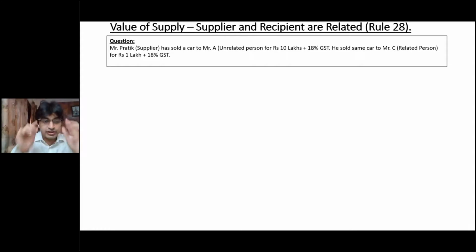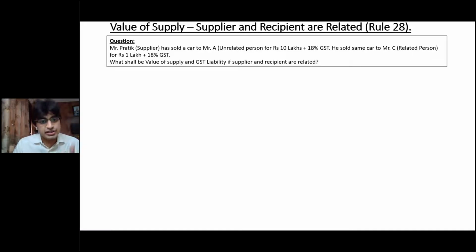Suppose I have sold a car to Mr. A, who is an unrelated person, for rupees 10 lakh plus 18% GST. I sold the same car to Mr. B, a related person, for 1 lakh. To Mr. A, how much did I sell it? For 10 lakh plus 18% GST. The same car I sold to my related person for 1 lakh plus 18% GST. It is asking what shall be the value of supply and the GST liability if the supplier and recipient are related.